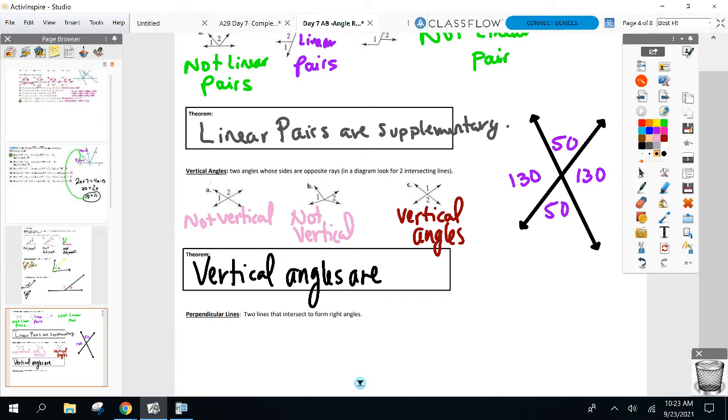All right, you tell me now. What do you know about vertical angles? How can I fill this out now? Vertical angles are? Oh, we got a better word than equal. Congruent. There you go, everyone. Vertical angles are congruent. So if you have a pair of vertical angles, they're equal.